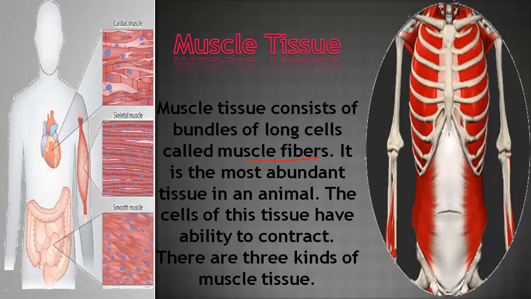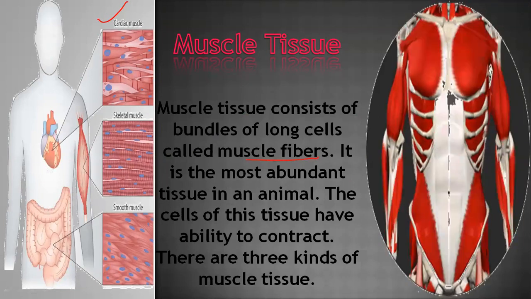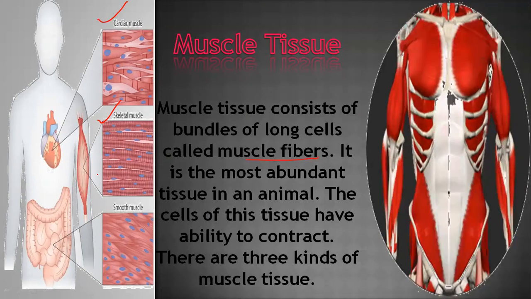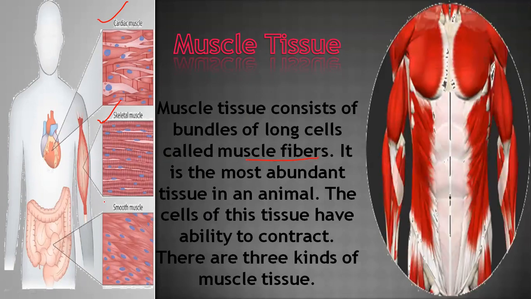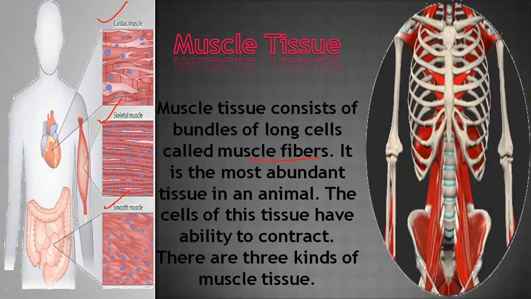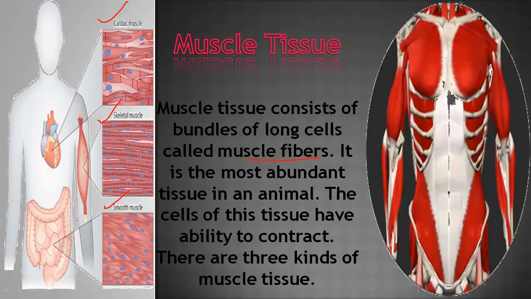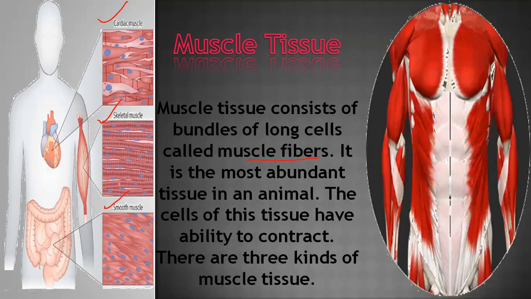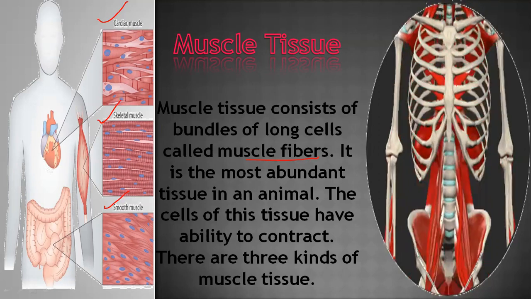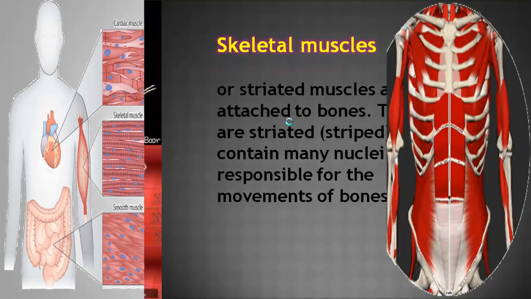What types of muscles are there? There are three types of muscles: cardiac muscles, which are present in the heart; skeletal muscles, which are present for the movement of our body parts like the arms, legs, and ribs, etc.; and then we are having smooth muscles, which are present in our internal organs. So three types of muscles are there. We'll talk about them. You can see here these three thin lines. These are called muscle fibers.